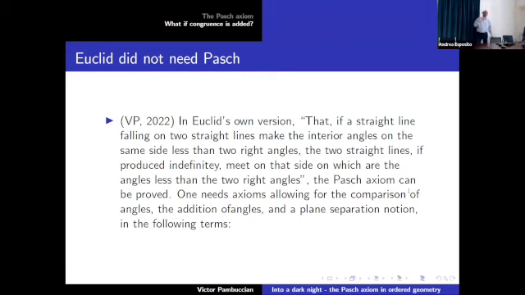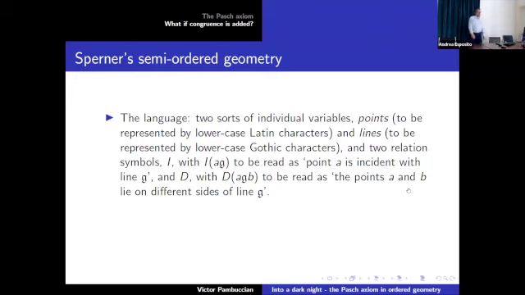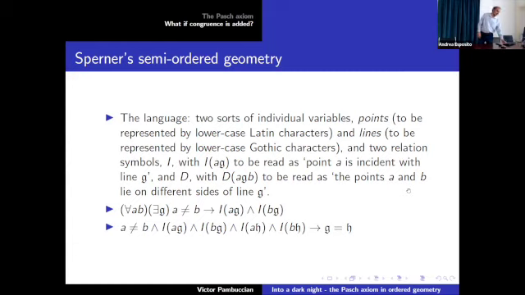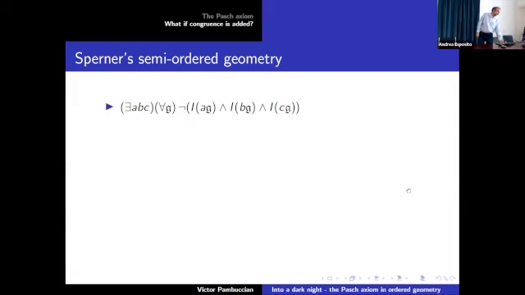So to say that I prove Pasch out of it means that I don't assume it. And here is how you can avoid assuming it. This was done by Sperner in the 1940s. It's called semi-ordered geometry. And the way you do it is with points and lines, and a point is incident on a line, and a ternary relation that says that two points are on different sides of the line G. The axioms that you need are these. If two points are different, there is a line they lie on. The joining line, if the two points are different, is unique.